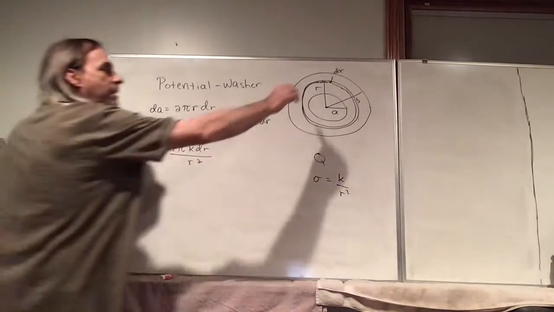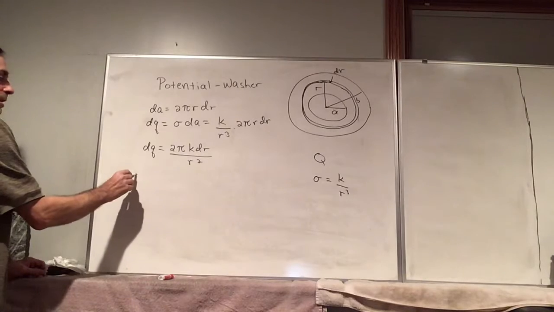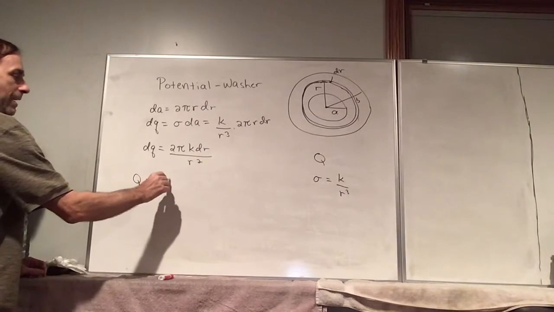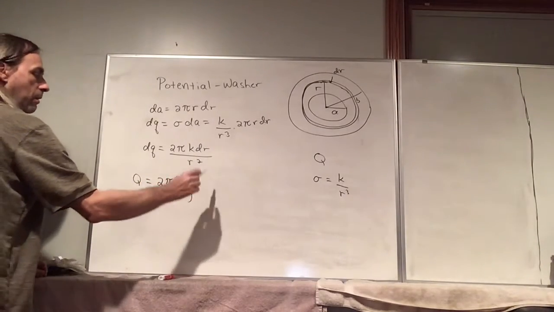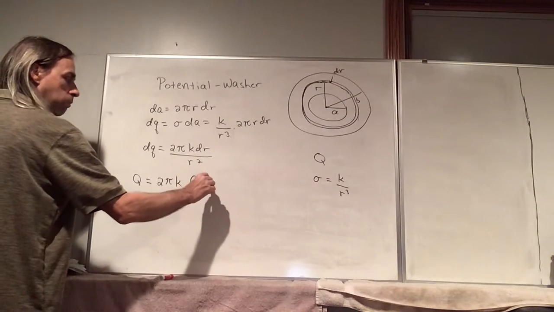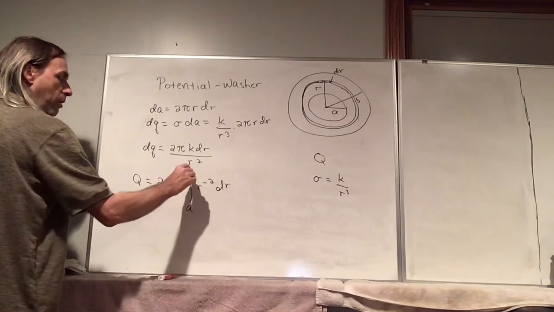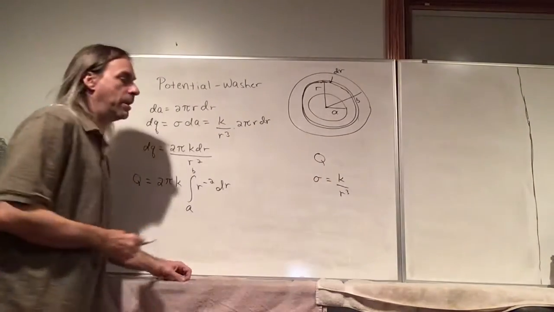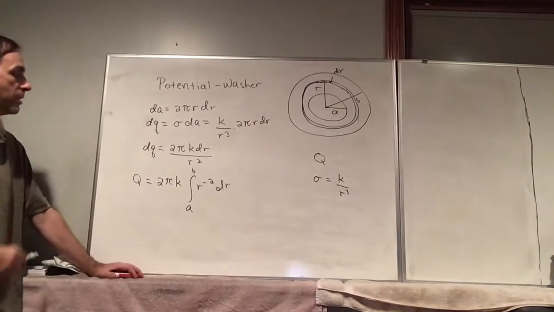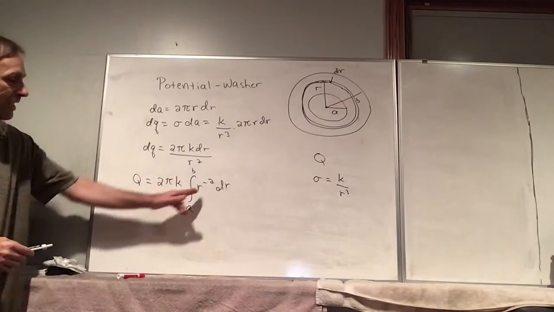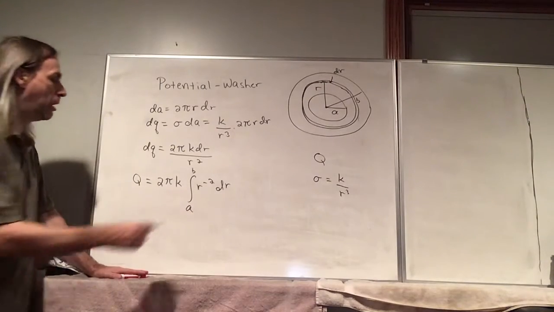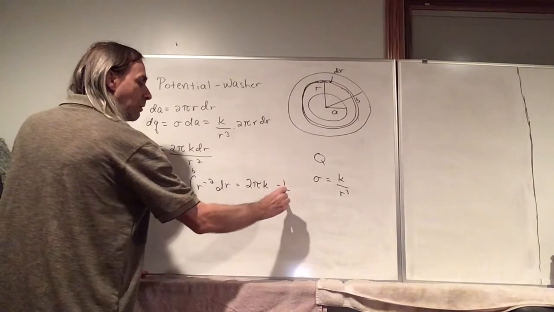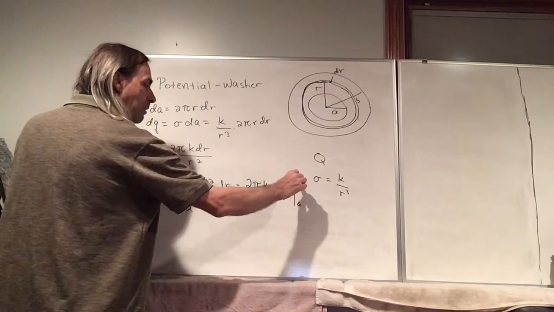And if we integrate this from A to B, we get Q. Let's integrate so we can take out the constant. And we're integrating from A to B. So Q is some known value. We could give it a number, but let's just leave it general. And this integral is easy. Minus 1 over r, which we evaluate from A to B.